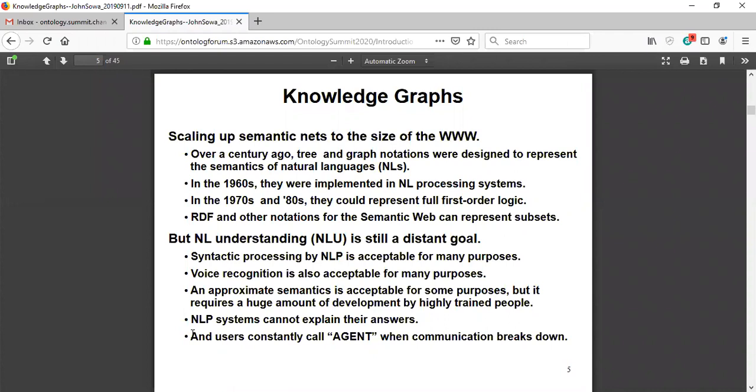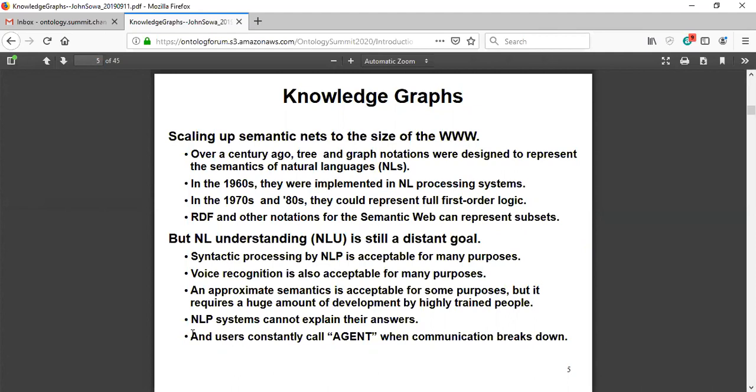So the point today is that natural language understanding is still a distant goal, and it's something that we really need if we want to make these knowledge graphs easy to use and flexible for everything. In syntax and voice recognition, and with approximate semantics, there are fairly good tools, but anybody who's used any of these telephone systems with natural language interfaces very quickly gets frustrated if you go anything off their little script that they can handle, and you're constantly calling for an agent when the communication breaks down. That shows there's still a long way to go, and these telephone answering systems still aren't using knowledge graphs. Even if they did, they wouldn't be able to handle the many different kinds of things that you need to do.